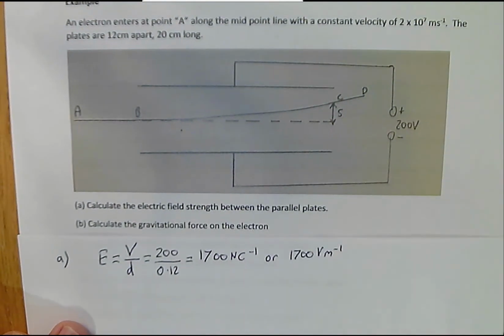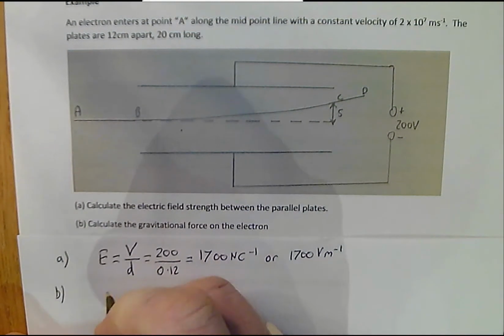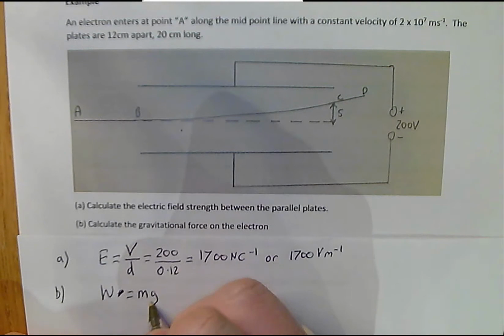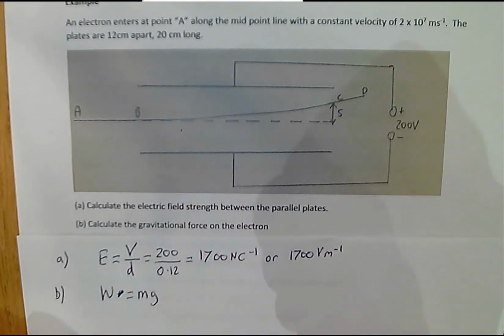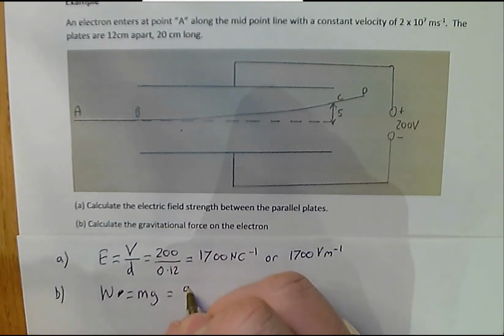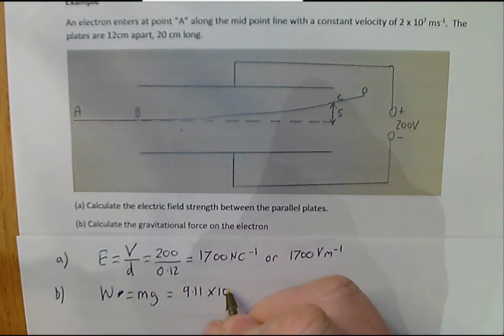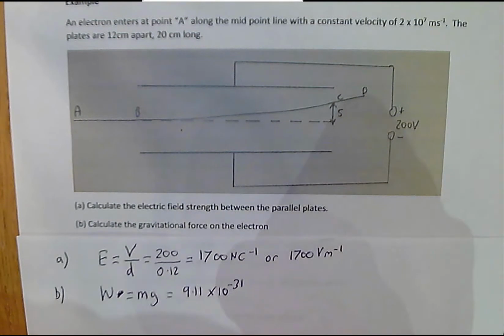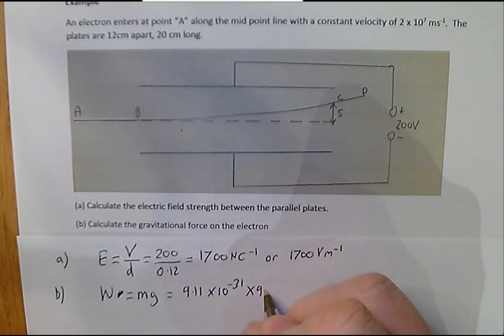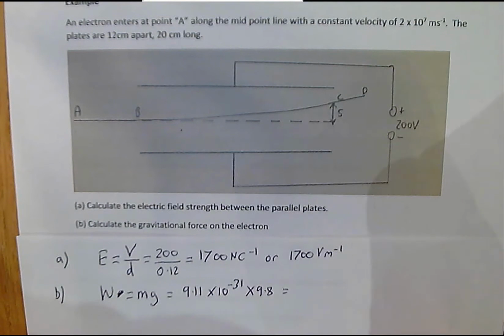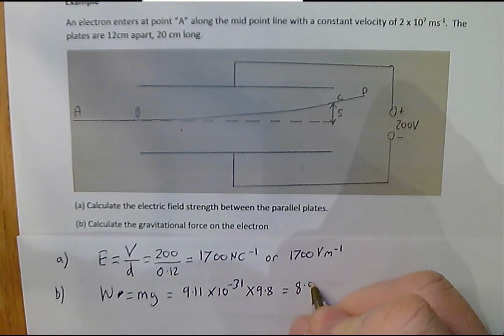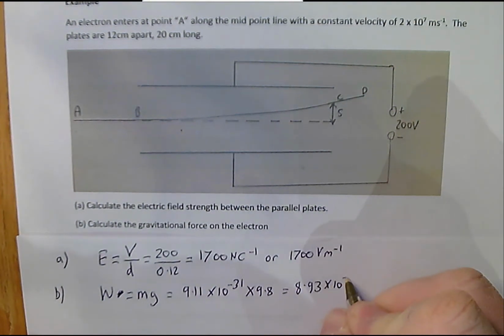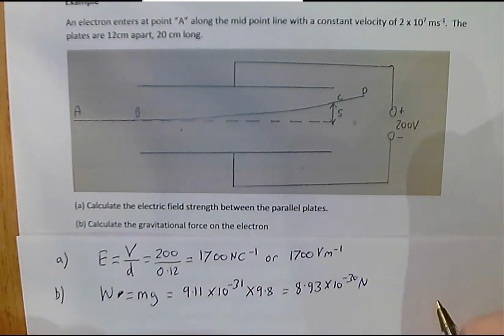Okay, we're then asked to work out the gravitational force acting upon the electron. And the gravitational force is the same as the weight, and the weight is m times g, with the mass of the electron from the datasheet being 9.11 times 10 to the minus 31 multiplied by the gravitational field strength to give us 8.93 times 10 to the minus 30 newtons.